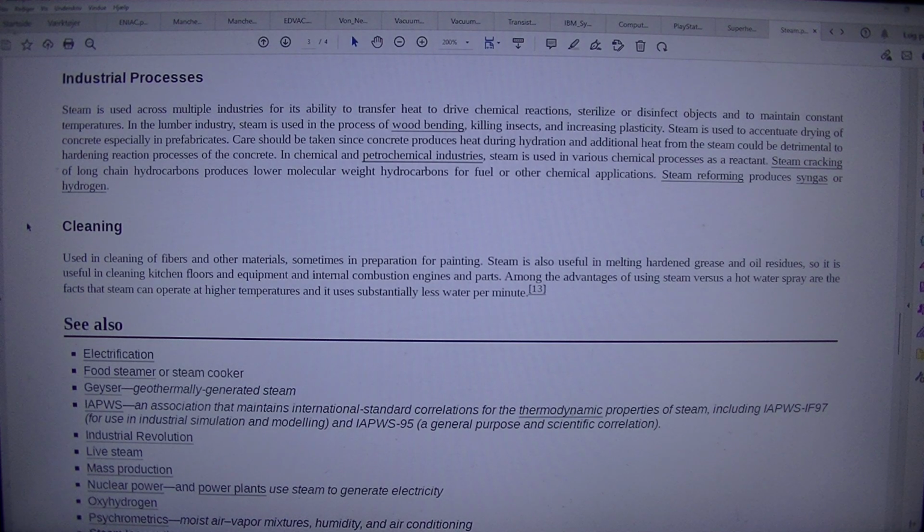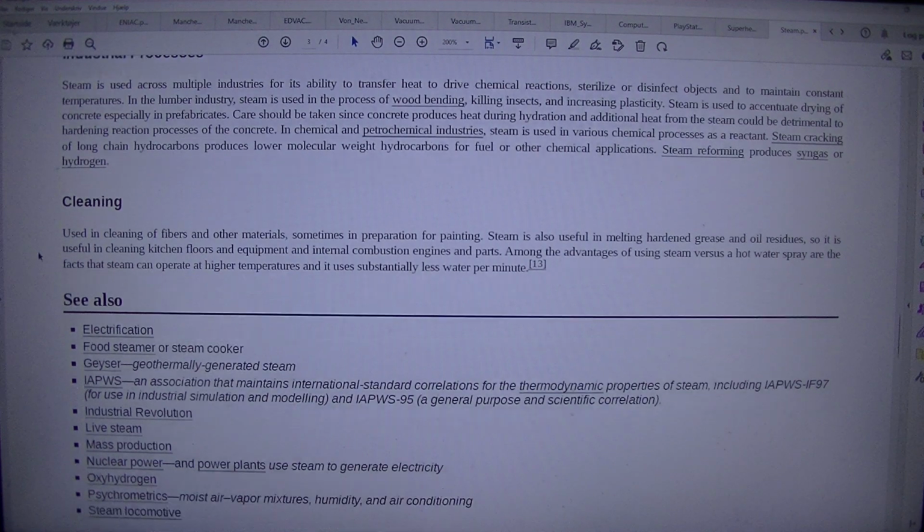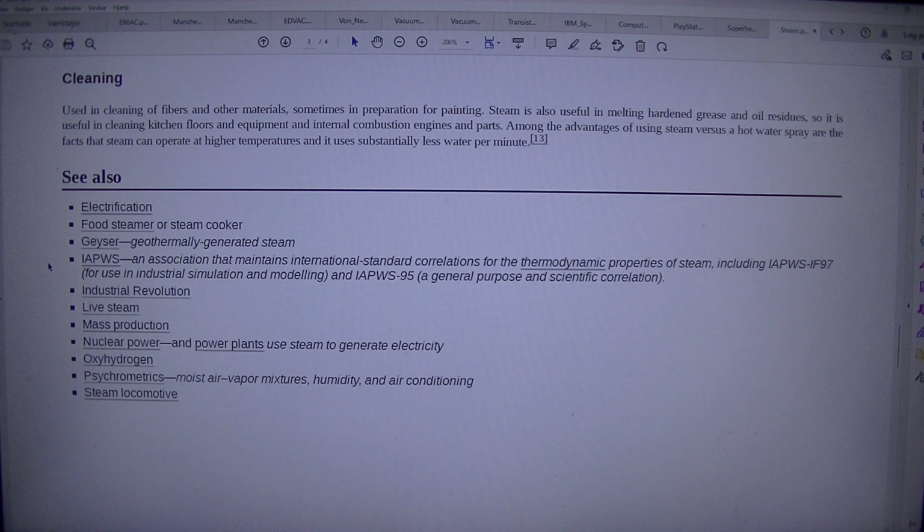Cleaning. Used in cleaning of fibers and other materials, sometimes in preparation for painting. Steam is also useful in melting hardened grease and oil residues, so it is useful in cleaning kitchen floors and equipment and internal combustion engines and parts. Among the advantages of using steam versus a hot water spray are that steam can operate at higher temperatures and it uses substantially less water per minute.